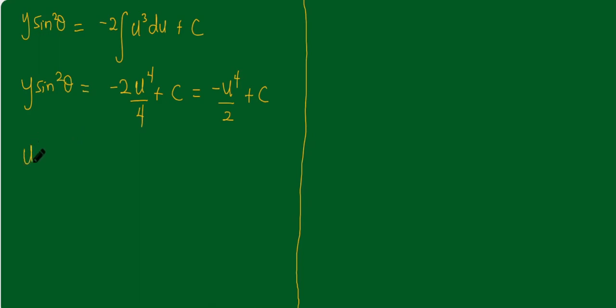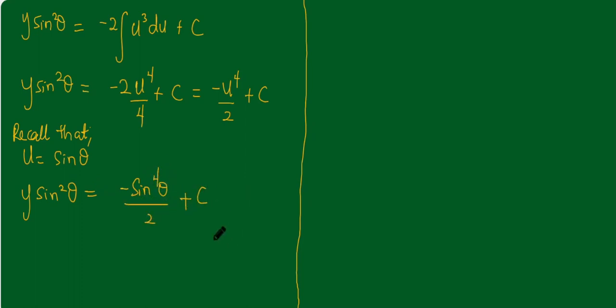So our u now is equal to sine theta. So we have y sine square theta will be equal to minus sine theta raised to power 4 divided by 2 plus c. And this is the required solution of the differential equation that we were given.